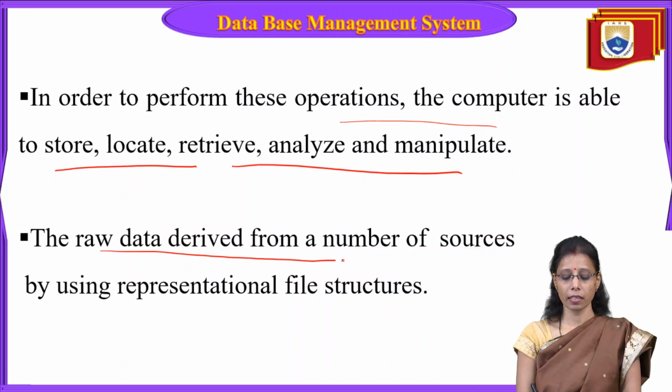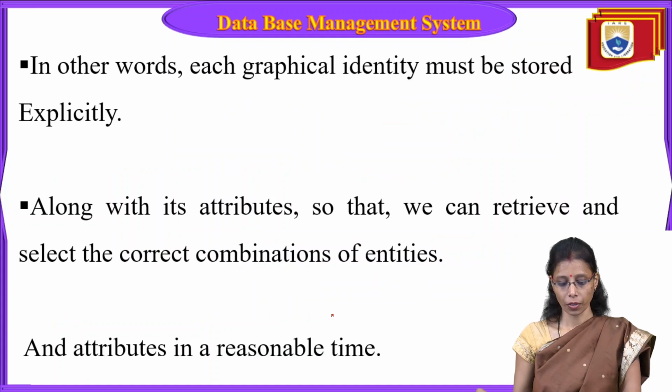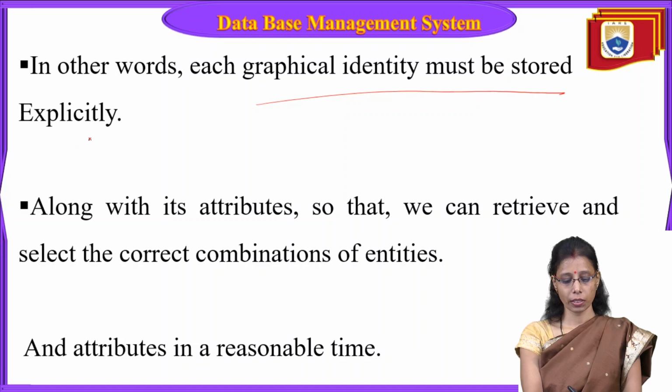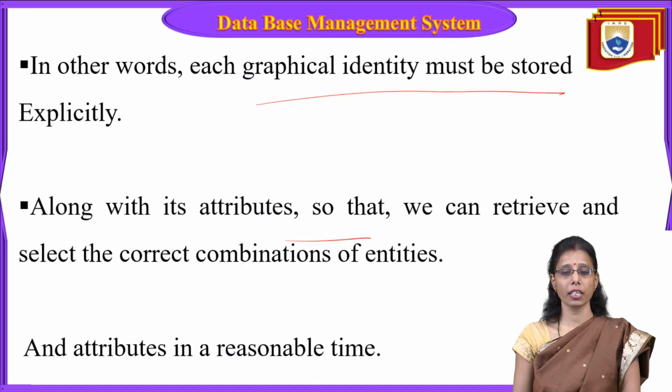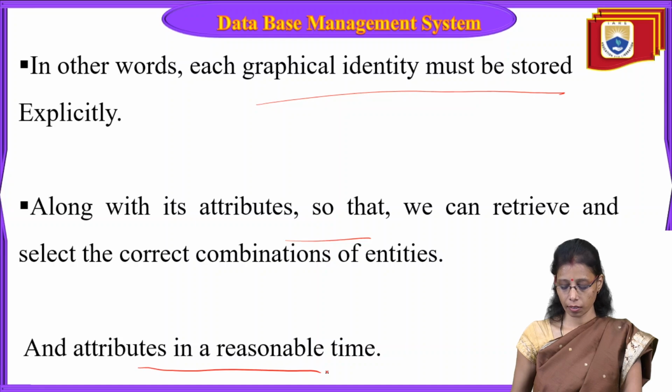So, the raw data is derived from a number of sources by using representational files and structures. In other words, each graphical entity must be stored explicitly along with its attributes so that we can retrieve and select the correct combinations of the entity. So once the attributes are fed properly, only then are we able to retrieve the data and select the correct combinations of the entities, like spatial and non-spatial attributes, in reasonable time.